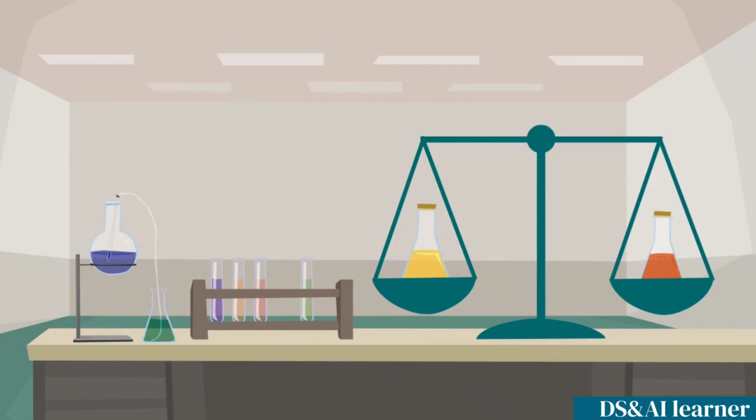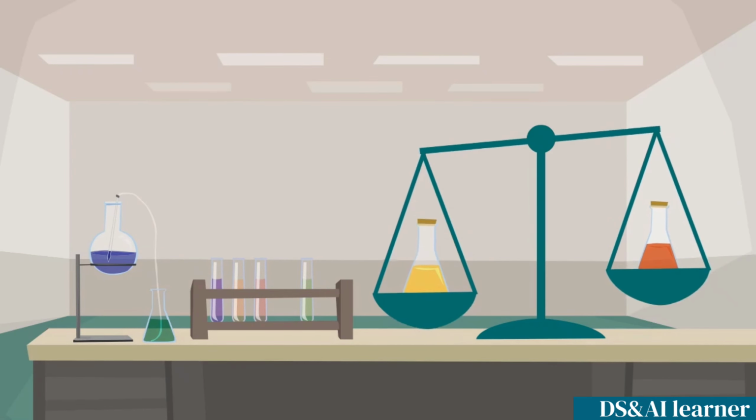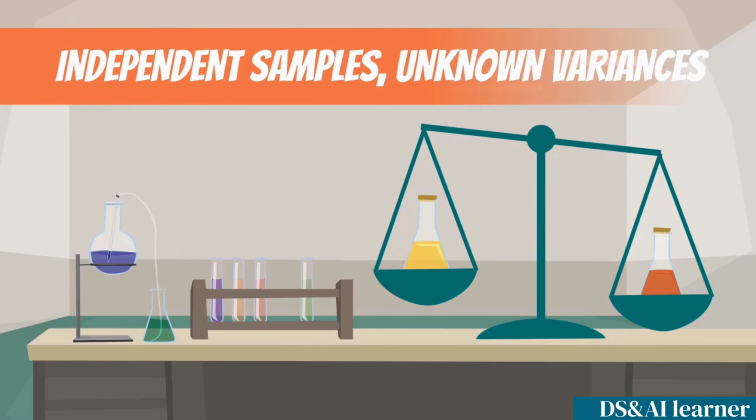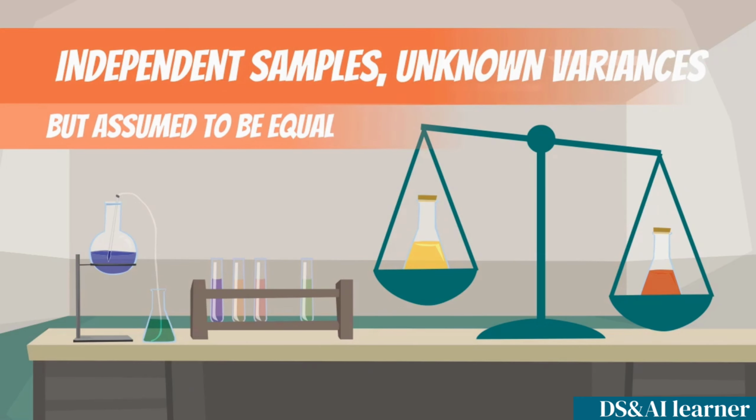This is the final lesson we will do on testing. The last case we'll examine here is the one with independent samples and unknown variances, which are assumed to be equal. I'll quickly brush up your memory on the dataset we did in the confidence interval section.